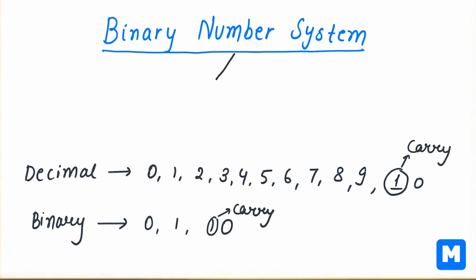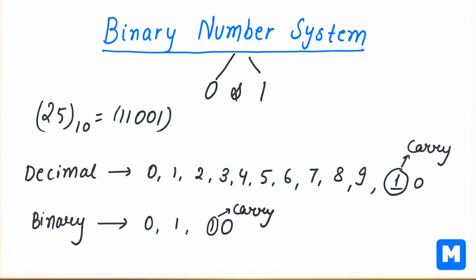A number system in which we have only two digits, and only a combination of zeros and ones is used to represent anything. Let's suppose we want to represent 25 in binary. It will look like this, a combination of zeros and ones.